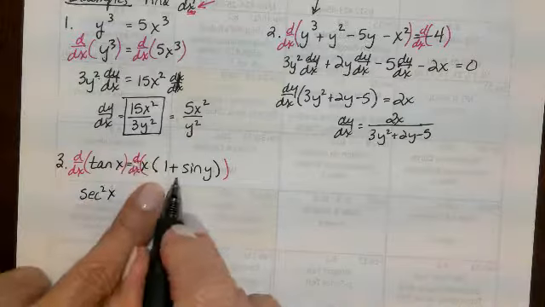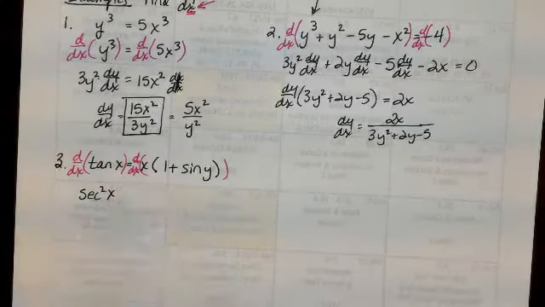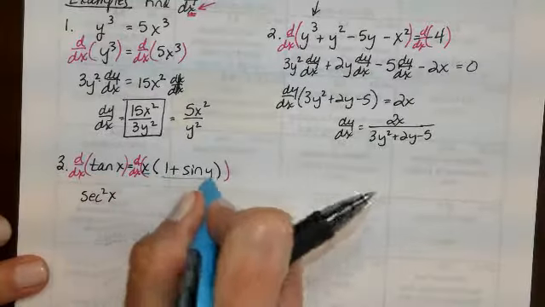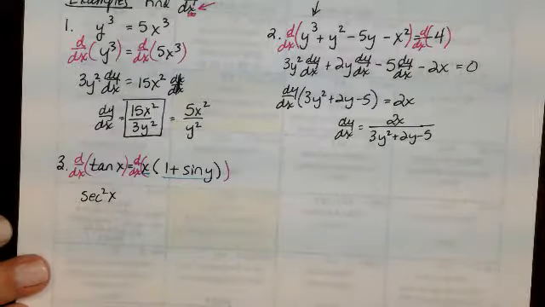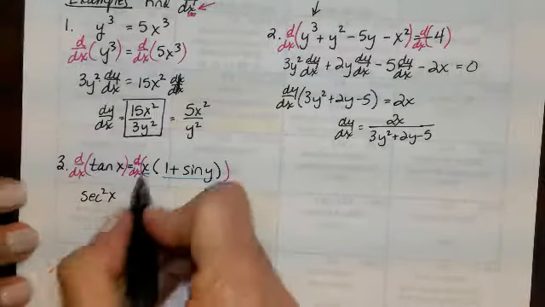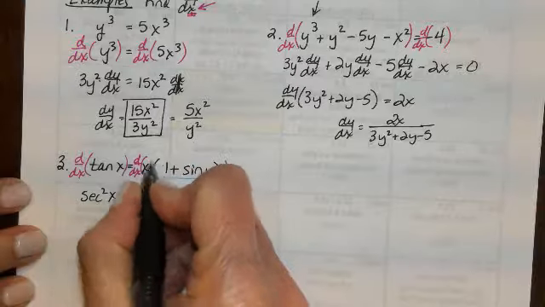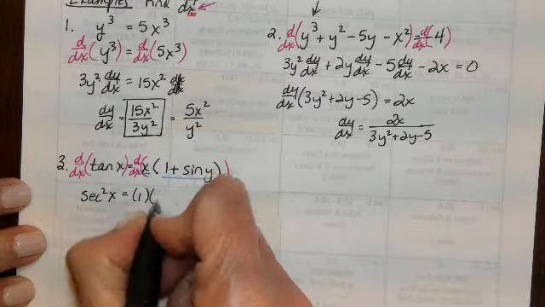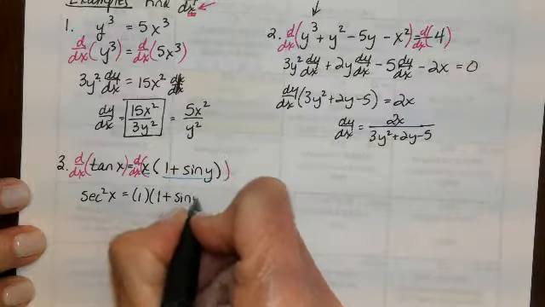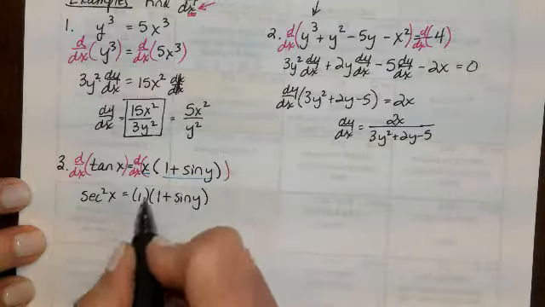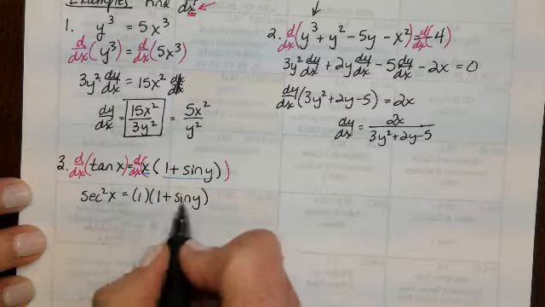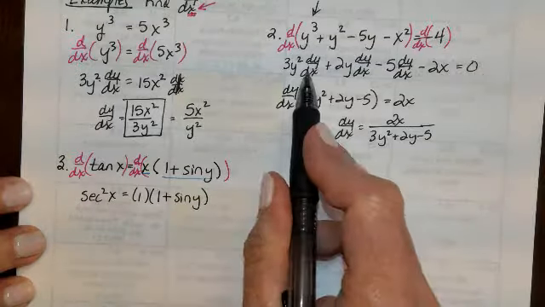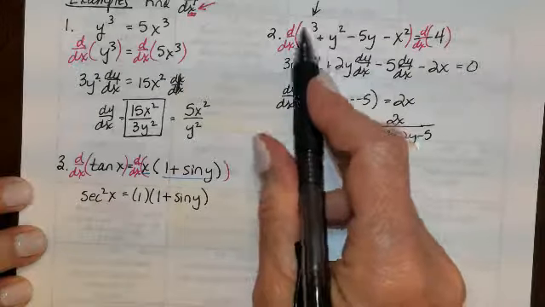For this derivative, I need to use the product rule, right? Because we have x times 1 plus sine y. Those are my two terms in the product. So product rule, the derivative of x with respect to x is just 1, multiply by the 1 plus sine y. I did not take the derivative of a y term, did I? So I do not multiply by dy dx. The only time you multiply by dy dx is if you took the derivative of a y term.